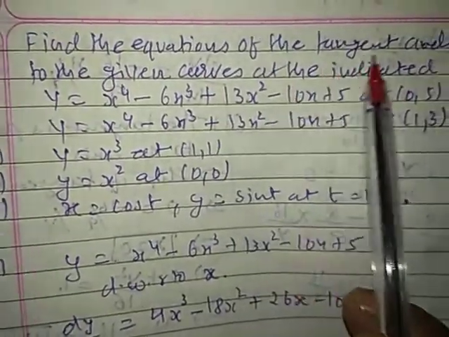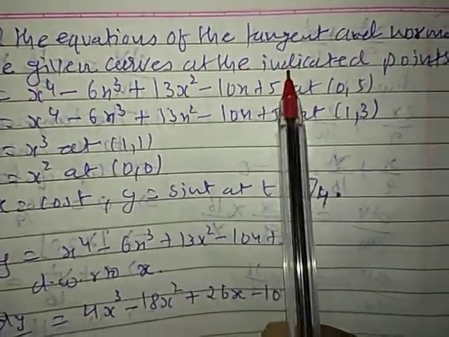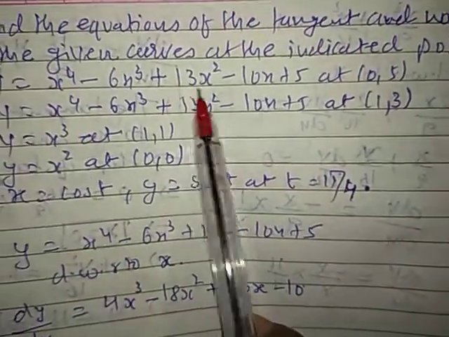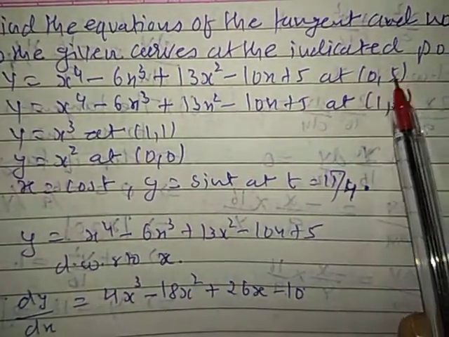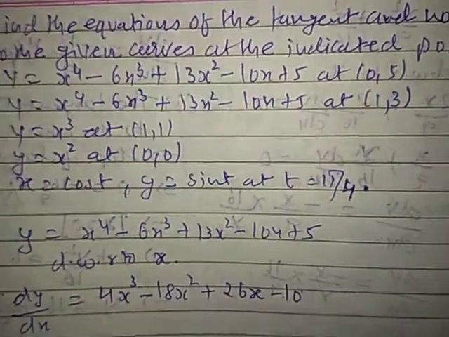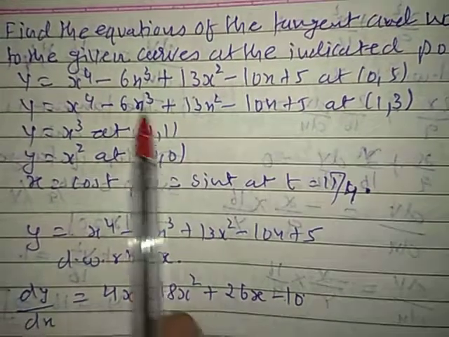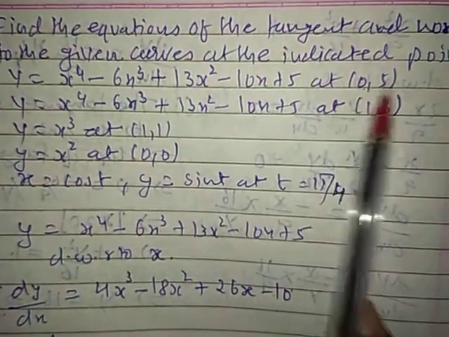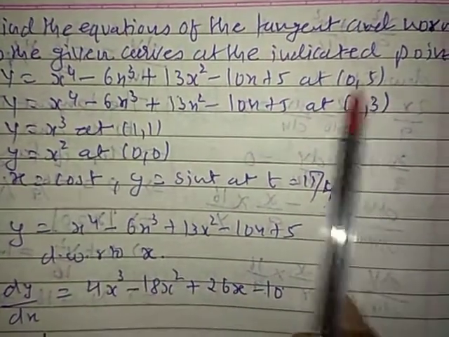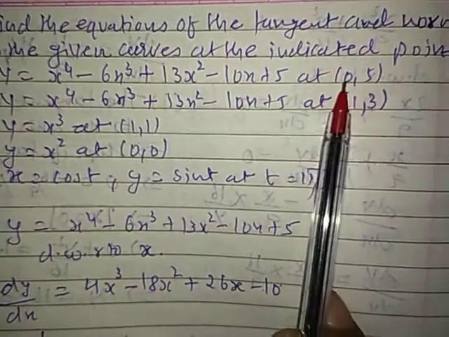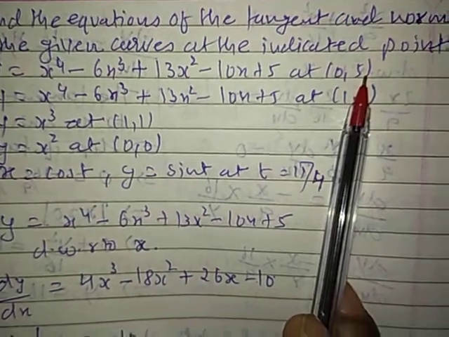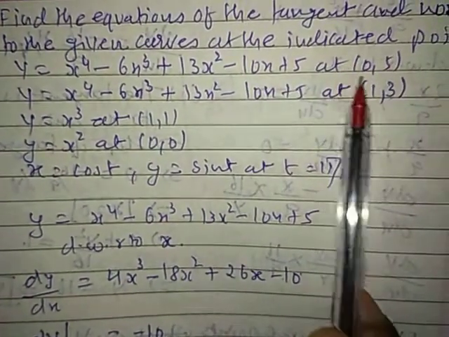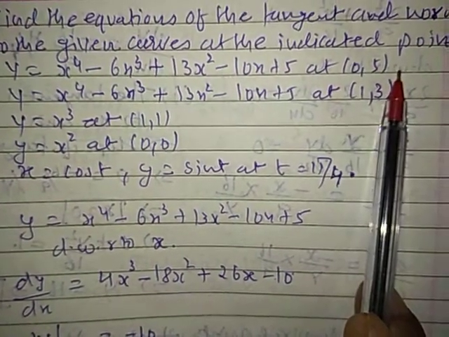Find the equation of the tangent and normal to the given curve at the indicated point. So the first one is very easy. Now the point x and y is given. You have to take the derivative, dy by dx. At this point, substitute the value, here 0, 5, in that x and y and get the slope. Once you get the slope, the point is already given, then we will get the equation very easily.